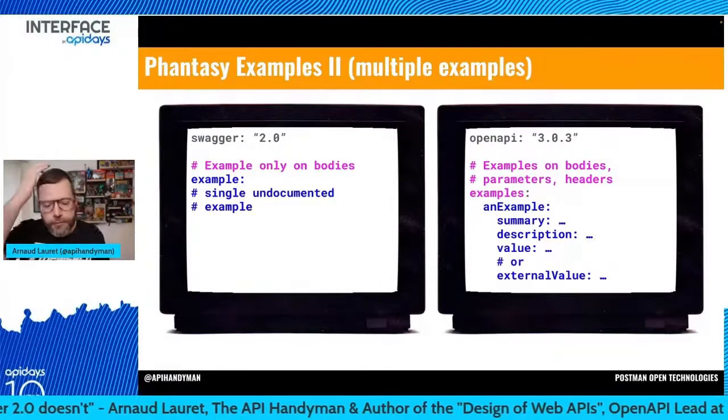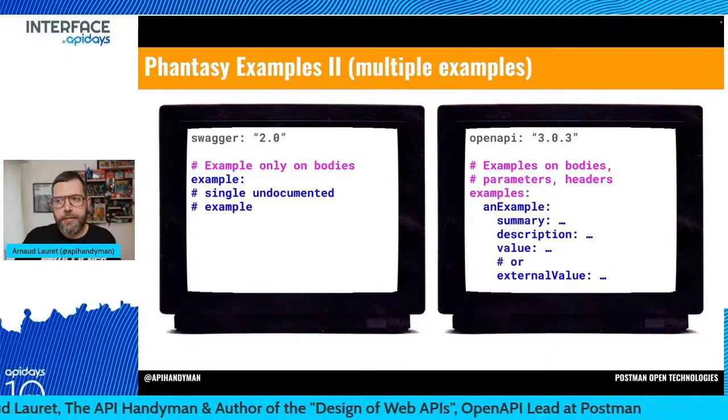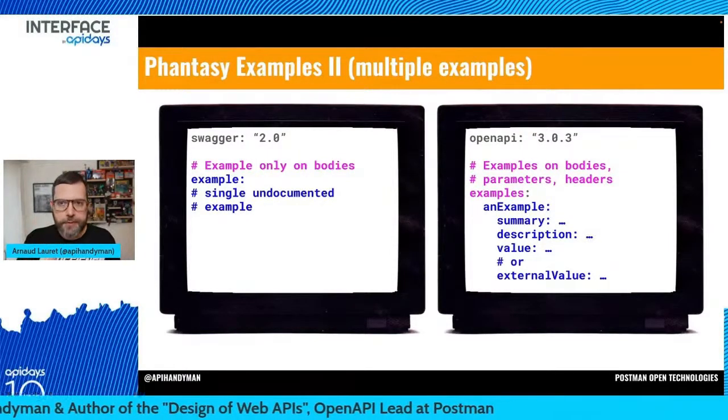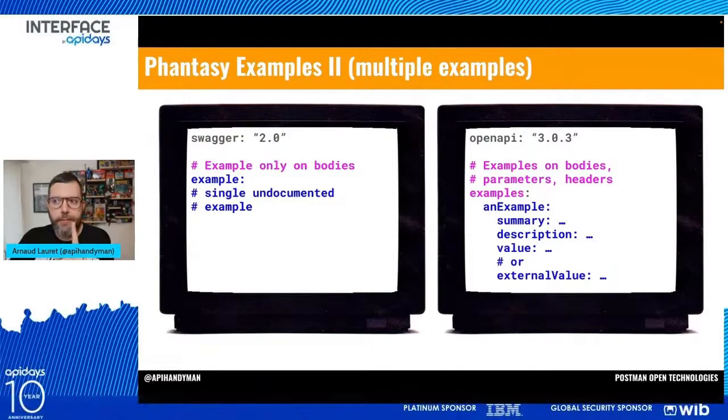And if you wanted to put examples on bodies, whatever request or responses, you could only have one example. You could possibly use a trick by, let's say, cheating with content type, which is inside example, to put multiple examples, but it was not made for that, and the rendering in documentation is not really cool. In OpenAPI 3, you have example on parameters, response headers, request bodies, and response bodies. And you can have multiple examples.